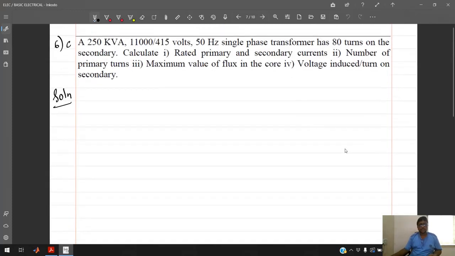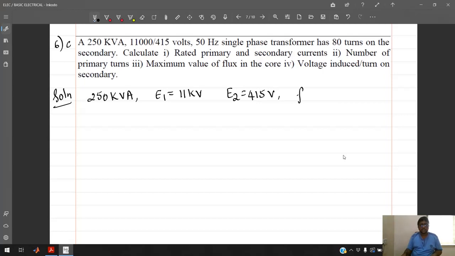Now let us go to the next question. In the question paper, it is the sixth question and sub question is C. And this is a problem of a single phase transformer. Rating of the transformer is given as 250 kVA, then 11 kilovolt by 415 volt, which means that the primary voltage is 11 kilovolt and the secondary voltage E2 is equal to 415 volts, and the frequency F is equal to 50 Hertz is given, and the transformer has 80 turns on the secondary, which means that N2 is equal to 80.